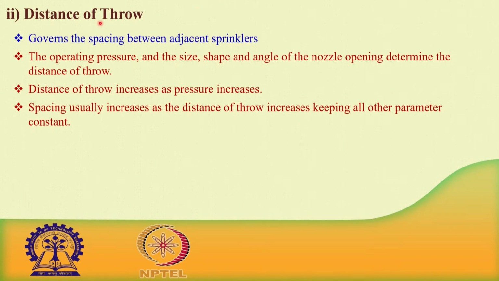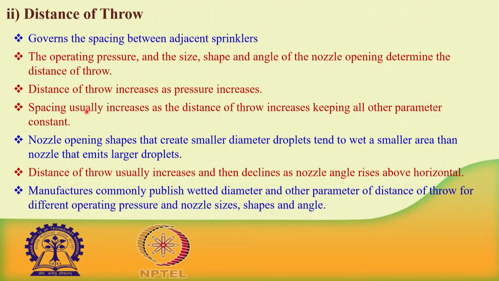Now, distance of throw, this is one parameter which I told. The distance of throw governs the spacing between the adjacent sprinklers, and the distance of throw will depend upon the pressure. More the pressure, more will be the distance of throw. We want to have better, uniform coverage of the sprinkler jet, so we decide what should be the spacing between the sprinkler nozzles along the main as well as along the lateral.